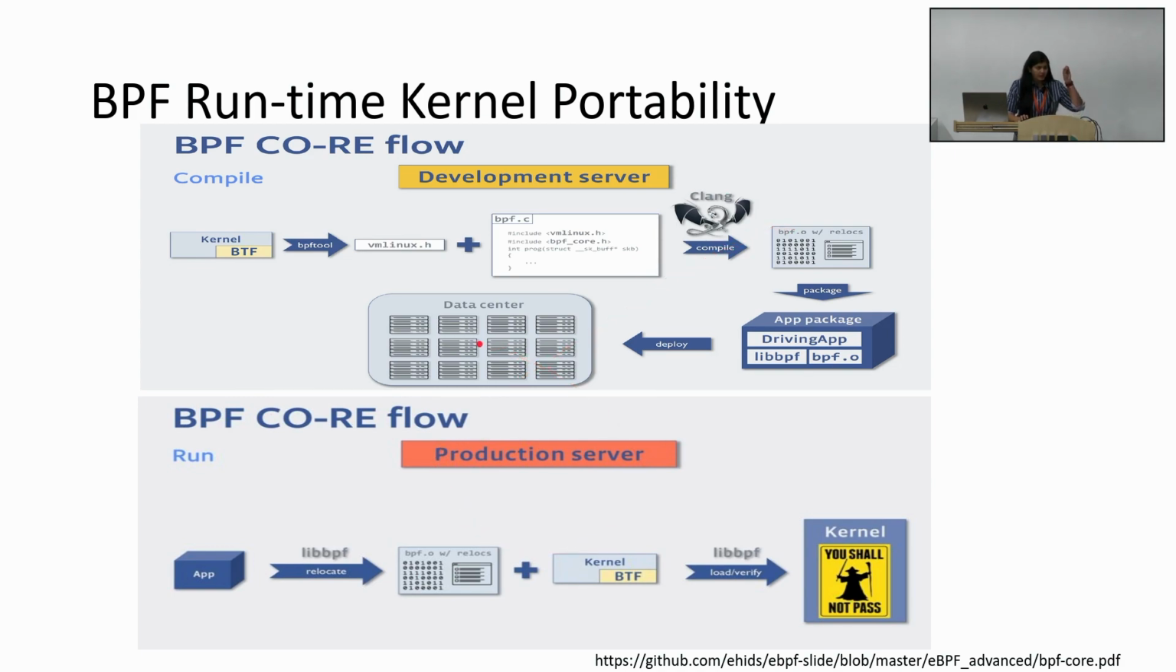At the production server, where the actual code needs to run, this application, which has the bpf.o object file in it, is read by the loader, which is libbpf. Libbpf is a dynamic library that supports your BPF functionality. It reads through the BPF object file, goes through the relocations, adjusts the relocations or the pointers according to the current kernel where it is running, using the kernel information from the BPF Type Format, and eventually loads it into the kernel and runs. So this is the total lifespan of when you use BPF with CO-RE.